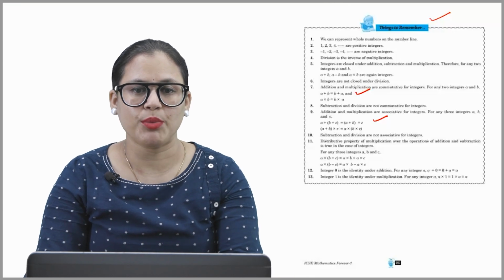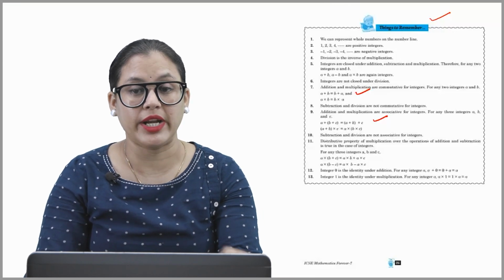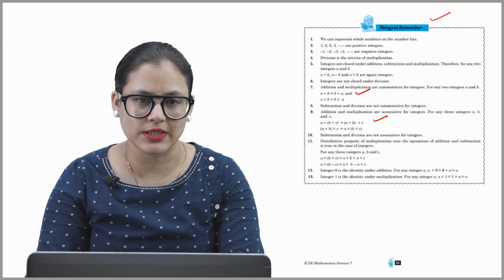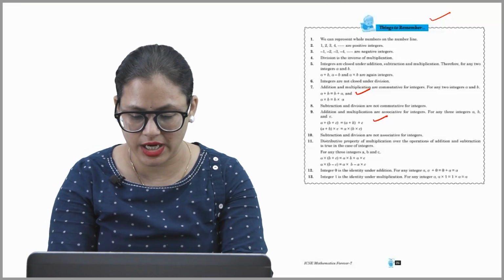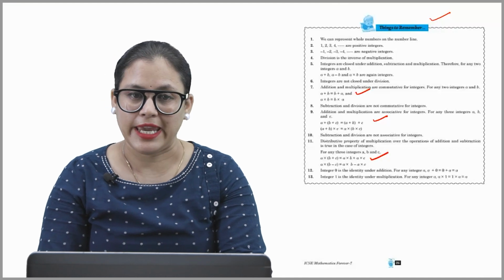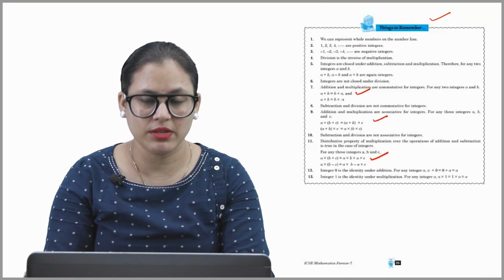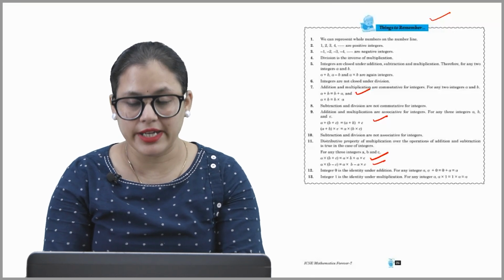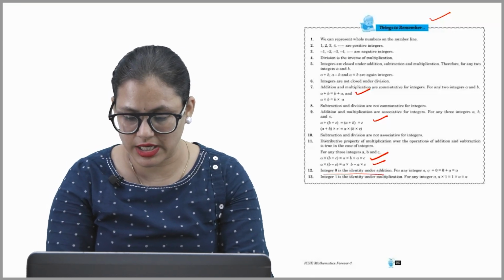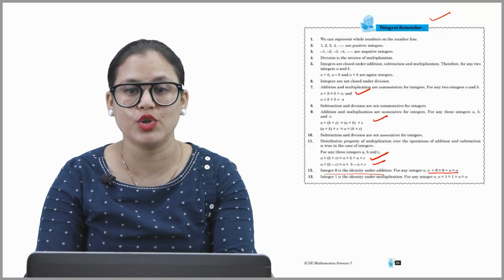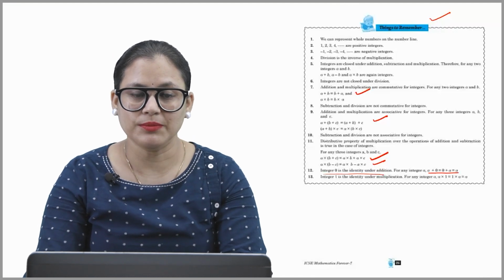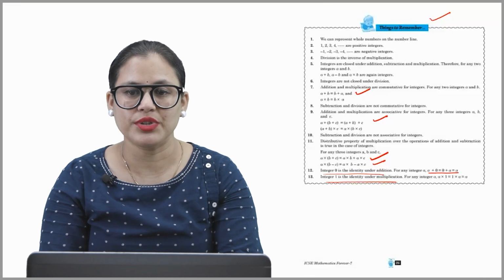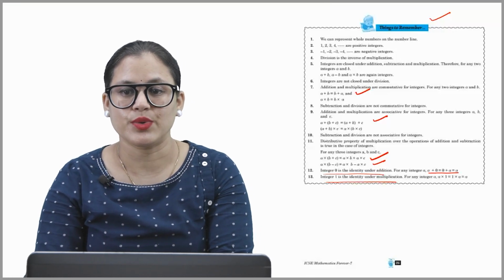11. Distributive property of multiplication over the operations of addition and subtraction is true in the case of integers. For any three integers a, b and c, a into b plus c is equal to a into b plus a into c. A into b minus c is equal to a into b minus a into c. 12. Integer 0 is the identity under addition. For any integer a, a plus 0 is equal to 0 plus a is equal to a. And number 13, integer 1 is the identity under multiplication. For any integer a, a into 1 is equal to 1 into a is equal to a.